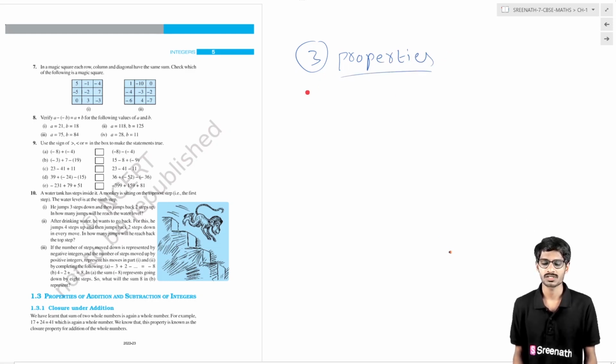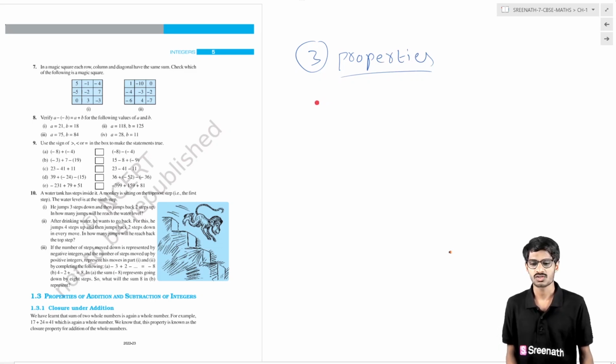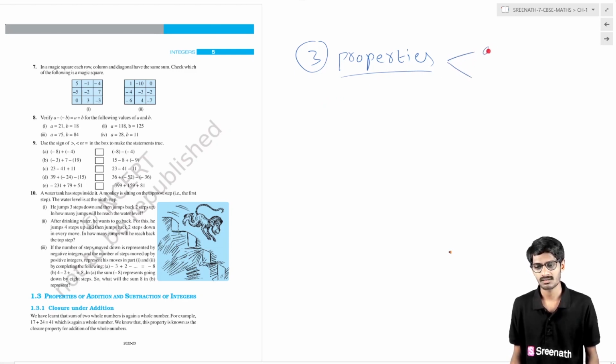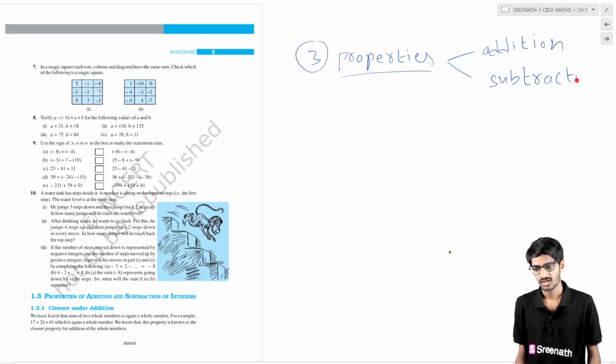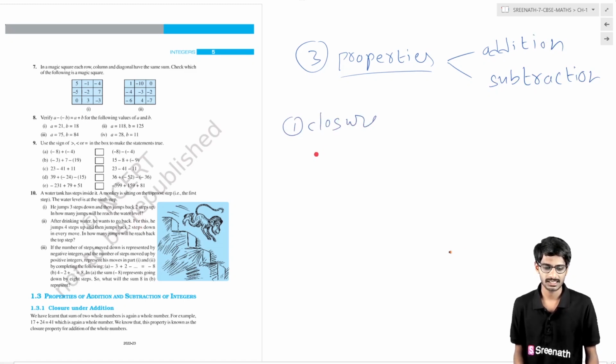Okay, what are the properties? Basically we have closure property, distributive property, and like that we have so many properties. So what we have to do is study properties on addition and properties on subtraction. Now we will start with properties on addition. The first property is closure property. What does closure property tell us?